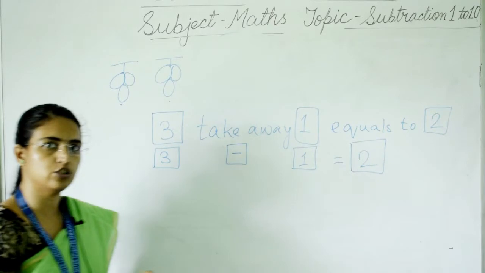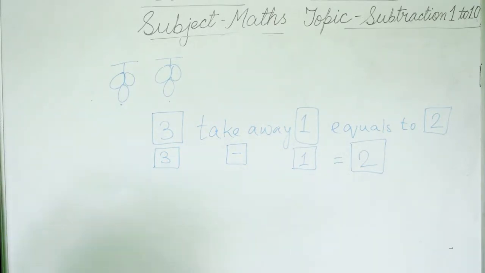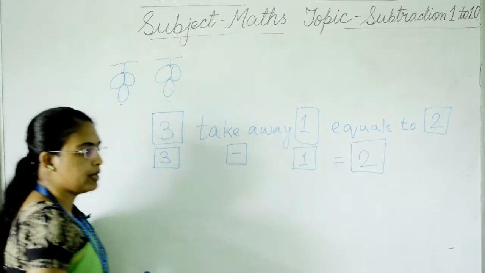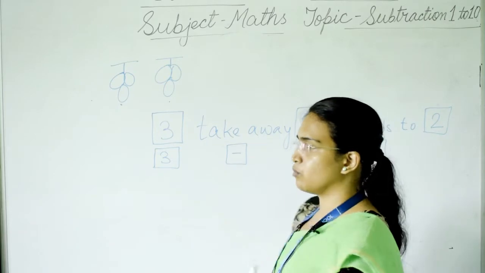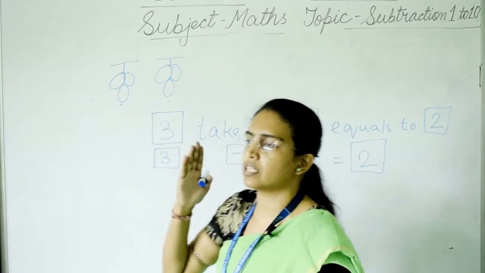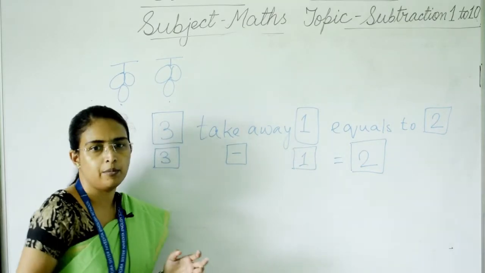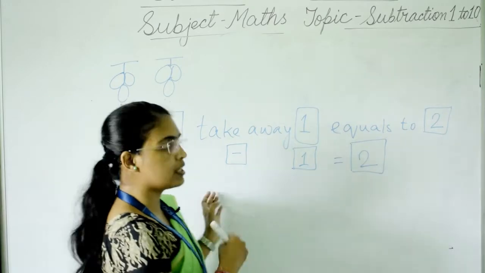Understood? Okay. Now one thing we have to remember is that when we subtract 1 from a given number, whatever the number is, the number which we get is the one that comes just before the given number.